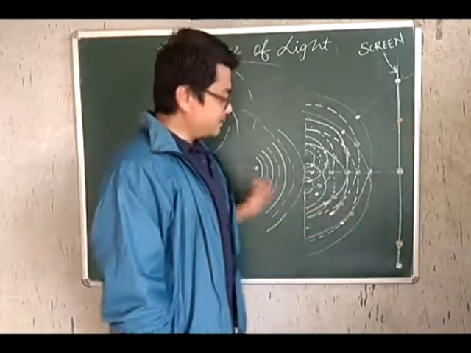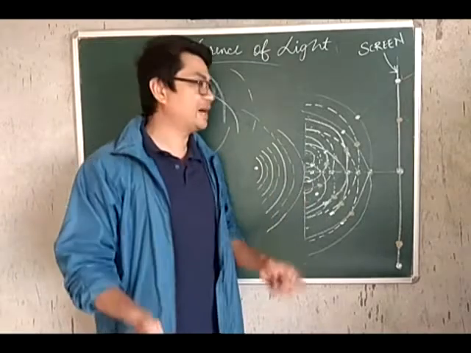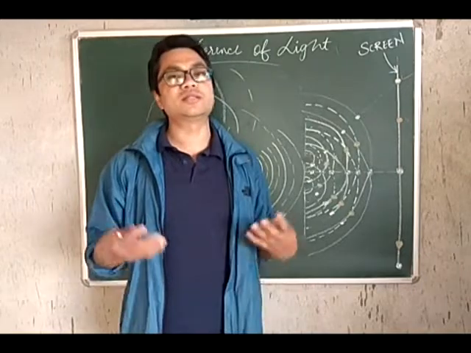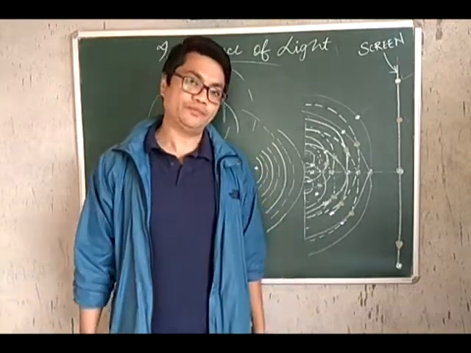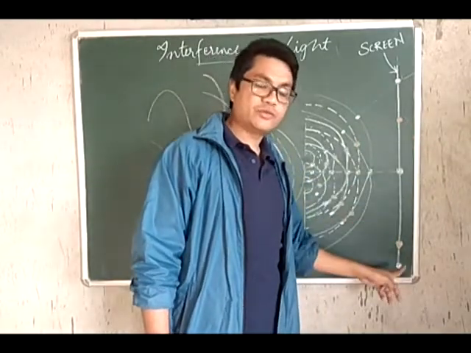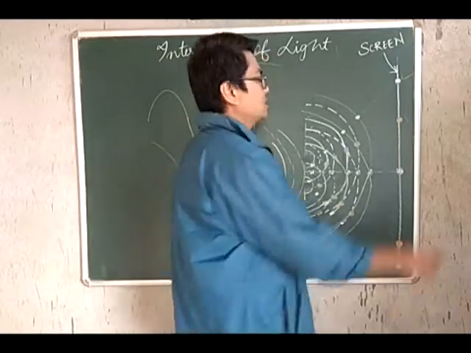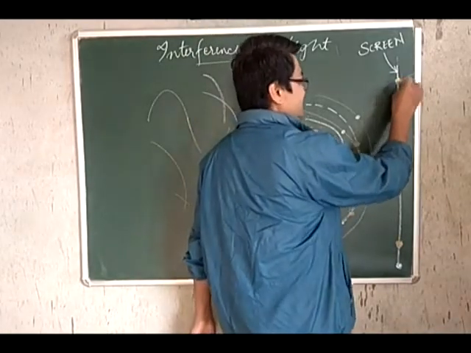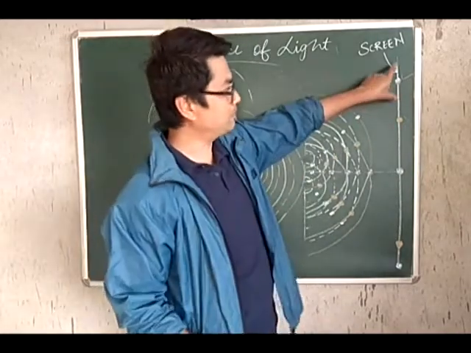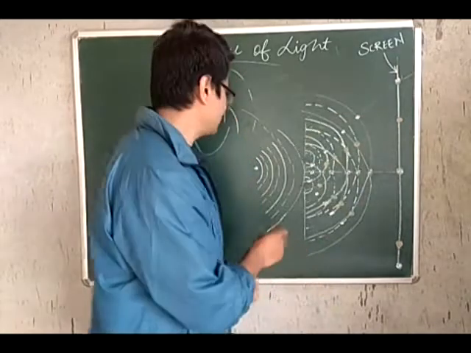Now this phenomenon of interference is exhibited by light also. Therefore, light is considered to be a wave. We get to see alternate constructive interference and destructive interference, or, another technical term we use, alternate bright and dark fringes. Small portions are called fringes here.